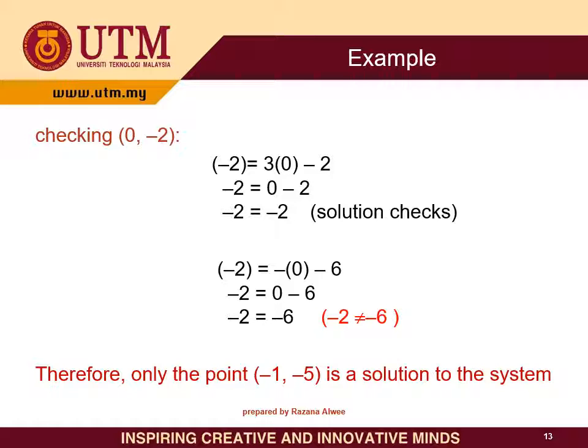Now we look into the second one, 0 and negative 2. As you can see, for the y, it is negative 2. For the x, it is 0. For the first one, it checks. It's the same. But for the second one, when you do the calculations, it is not the same. Negative 2 does not equal negative 6, so it's not the same. Therefore, only the previous point, negative 1 and negative 5, is a solution to the system, because 0 and negative 2 only satisfy the first equation, not the second equation.